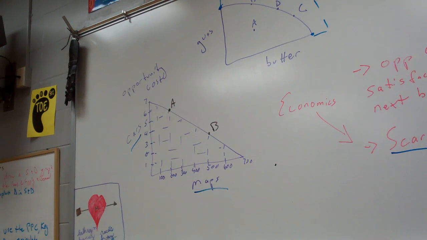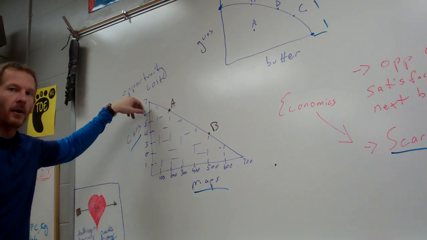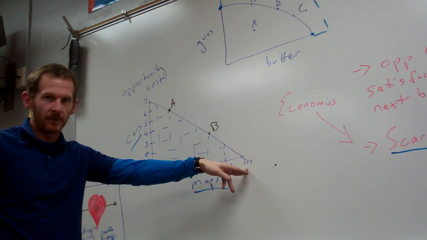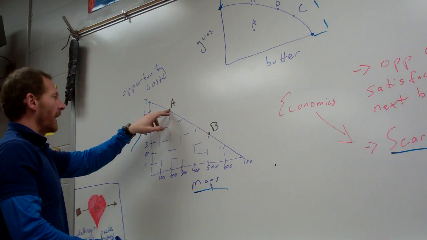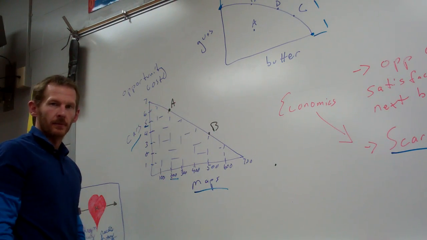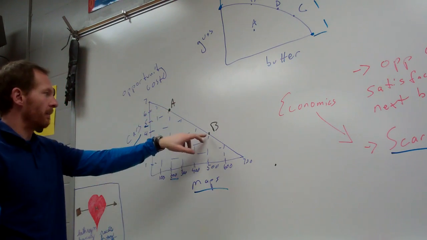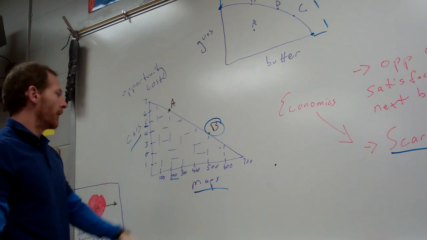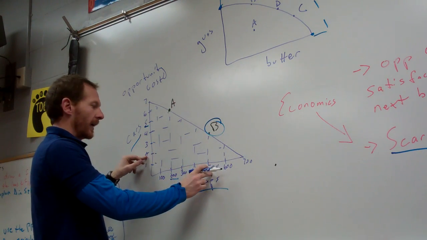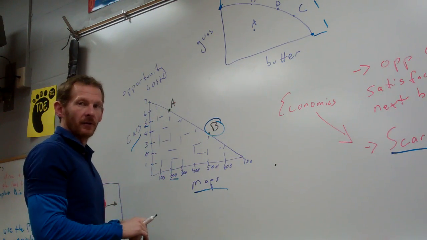So on the y-axis, you can see you have 1, 2, 3, 4, 5, 6, or 7 cars, or 100, 200, 300, 400, 500, 600, or 700 maps. So let's say here at point A. At point A, we're producing 5 cars and 200 maps. At point B, right here, we're producing 2 cars and 500 maps. Both are efficient, but they're efficient producing different amounts of goods.